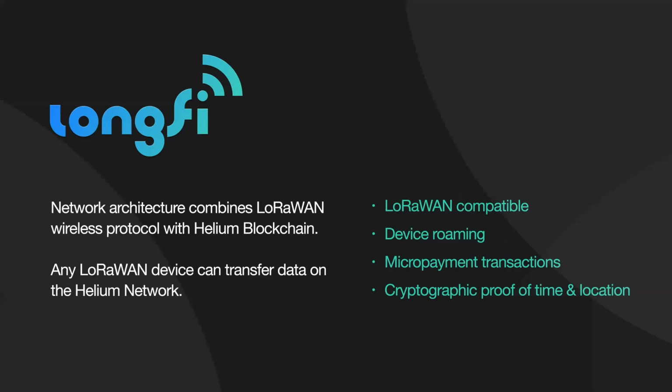So that's on the hardware side. On the network architecture, we're doing something interesting. We are combining the LoRaWAN wireless protocol with our Helium blockchain. So what this means is that we are absolutely compatible with any off-the-shelf LoRaWAN device out there. There's no updates needed to firmware. If it's running on LoRaWAN, then you can start using the device on the network.